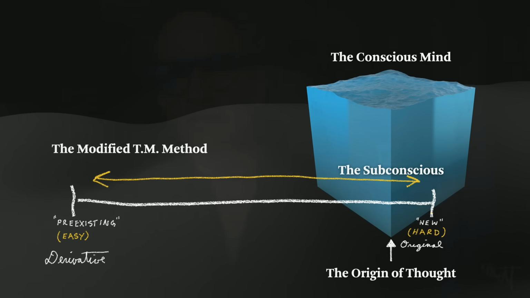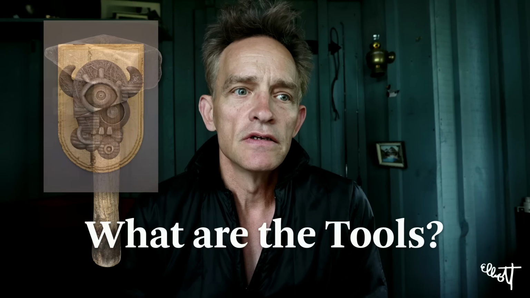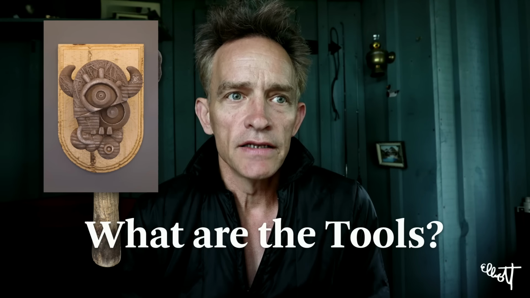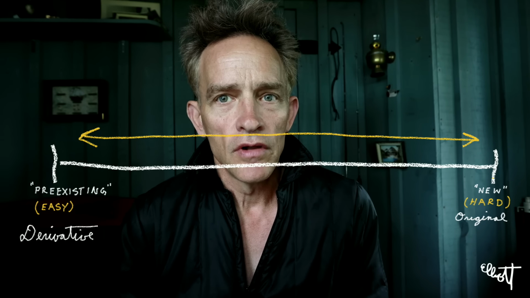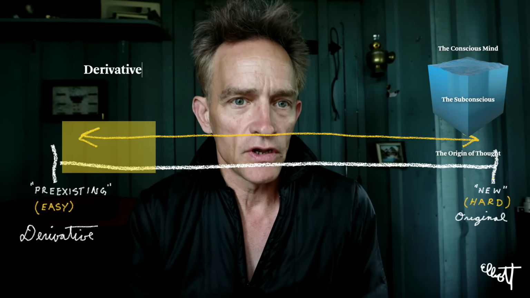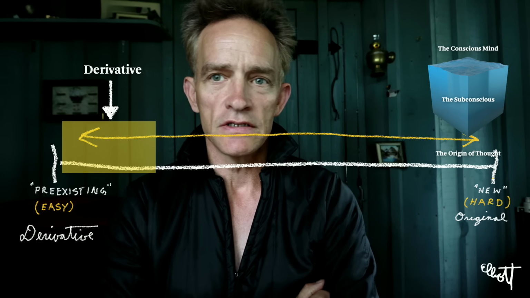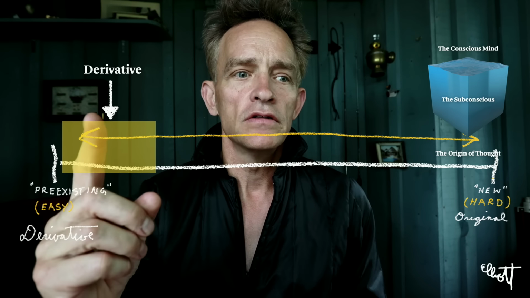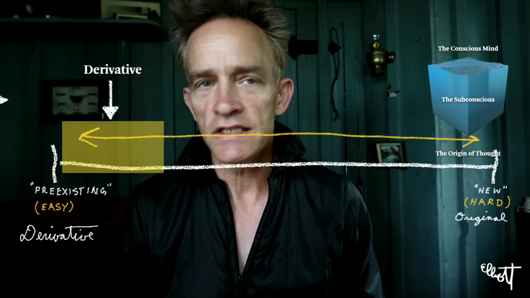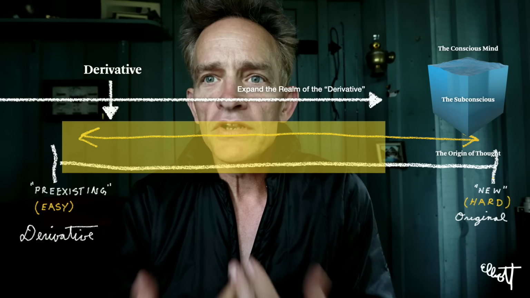Now, this begs the question, what are other tools that an artist can use to help generate ideas? And why would they want to do that? Well, let's look at the original model that I laid out for a moment. If you're having difficulty with the pure, unadulterated act of creation, if the modified transcendental meditation method is difficult or if it's unproductive, then the way to fix this is to enlarge the realm of the derivative, to increase its area. Now, if we use methods that increase the realm of the derivative, we build ideas off of something that's pre-existing.